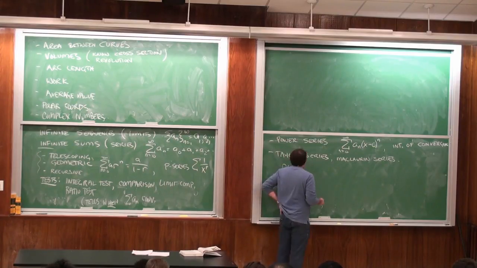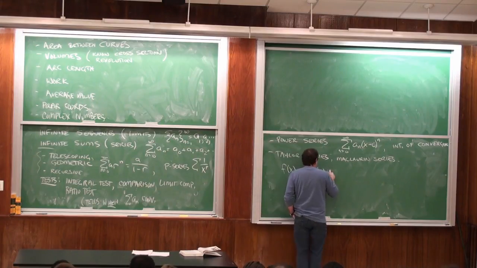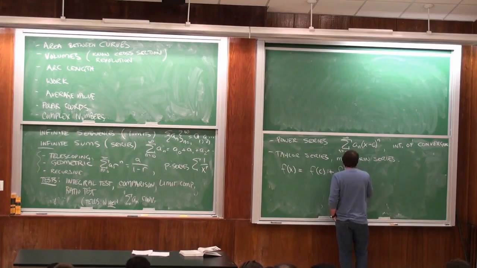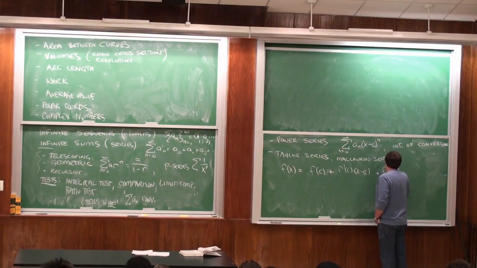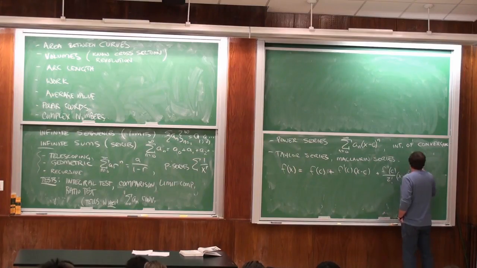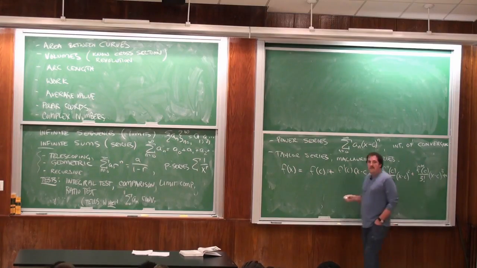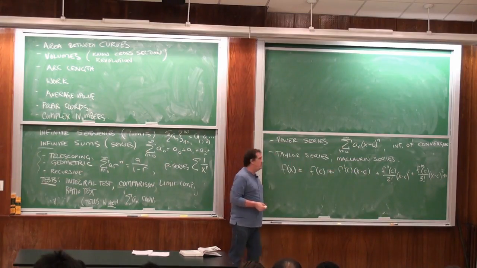value, say c, and this tells us that f of x is the value at c plus the derivative times the distance from c. So this is just the tangent line. And then the second derivative over 2 factorial, times x minus c squared. And the third derivative over 3 factorial, times x minus c cubed, etc. This is the Taylor series. The Maclaurin series is just Taylor where c is 0.